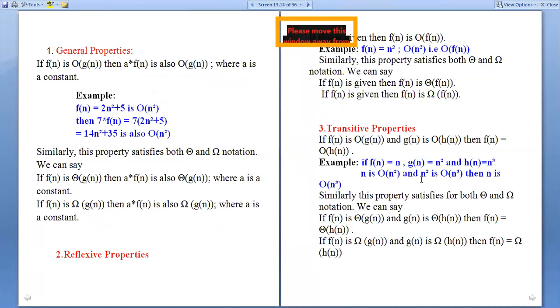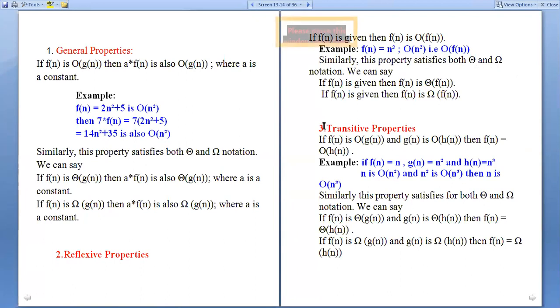Here then f of n is big O of g of n. If f of n is given, then f of n is big O of g of n. Okay, example. Suppose f of n is equal to n square. Big O of n square, that is big O of f of n. So big O of n square is same as big O of f of n. Big O of f of n is big O of n square, since f of n is equal to n square. Same property satisfies both for theta and omega notations.